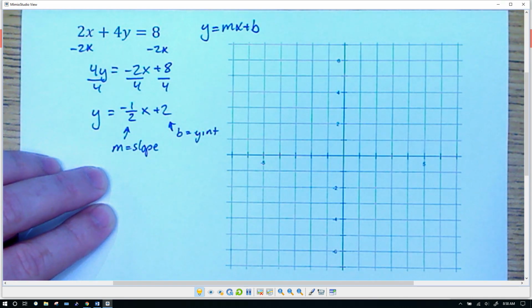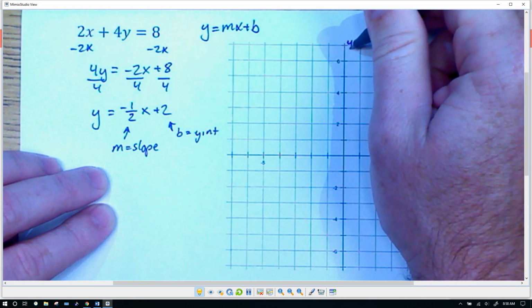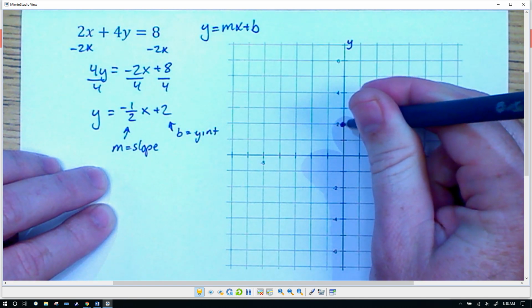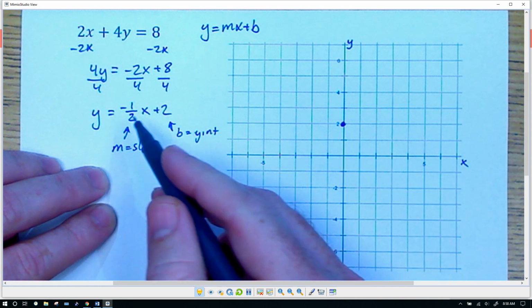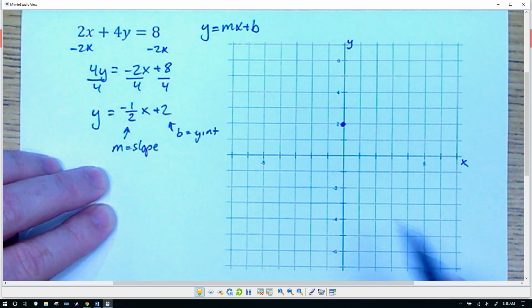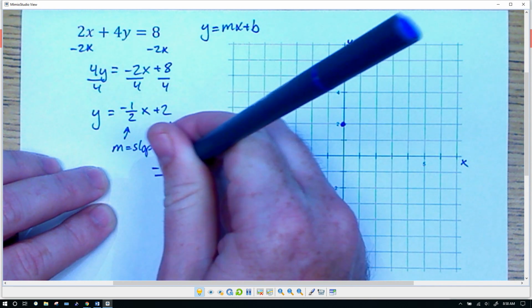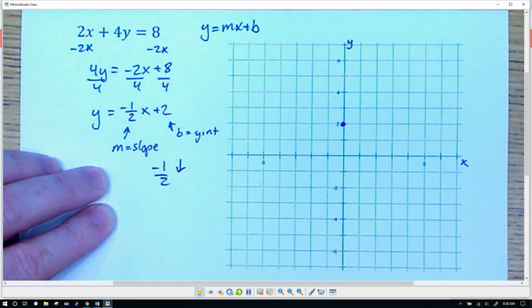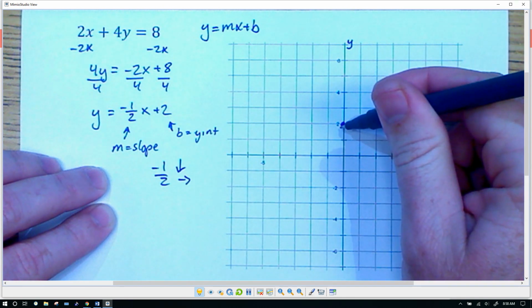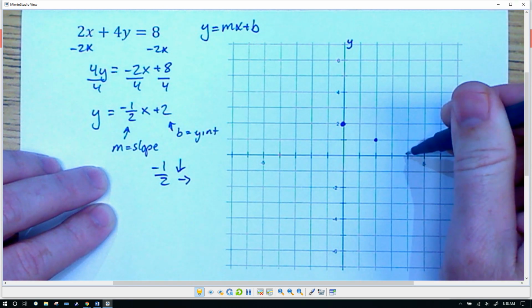So I'm going to start at 2 on the y-intercept. This is the y-axis. This is the x-axis. I'm going to go up to 2, put my point. And from there, I'm going to use my slope to find where my other points are located on this graph. So my slope is negative 1/2. That tells me to go down 1 and to the right by 2 spaces. So down 1 over 2, down 1 over 2.